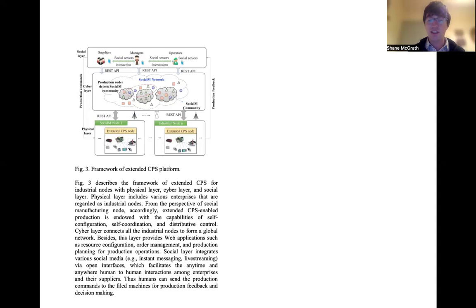Thus, the humans can send their production commands to the field machines for production and feedback and decision making. So I think from what I gather, this is all sort of WeChat stuff in China. There would be apps integrated into WeChat or something like WeChat, and this would facilitate the transactions and also the interactions between man and machine, and man and man.